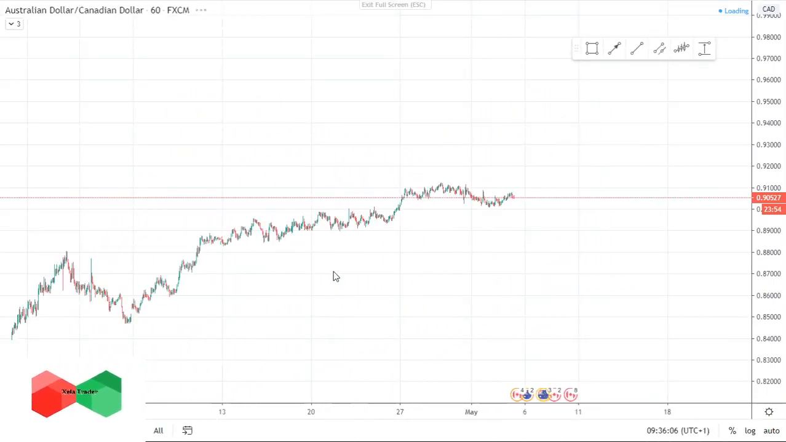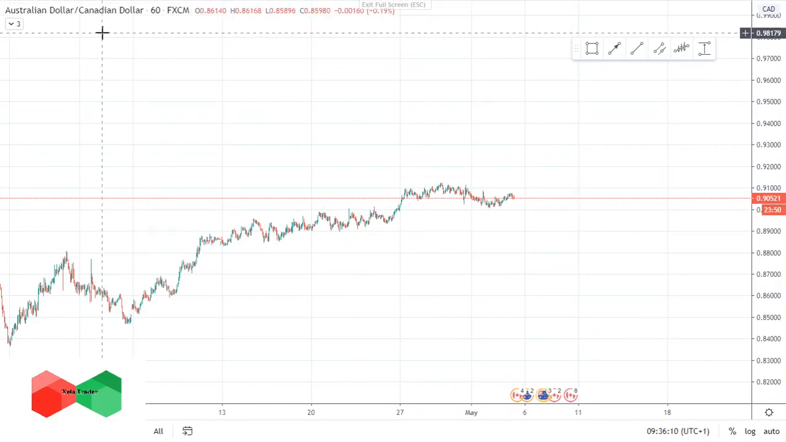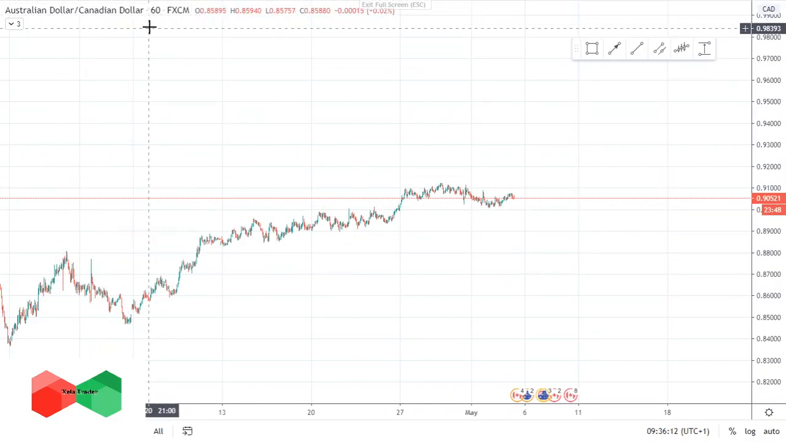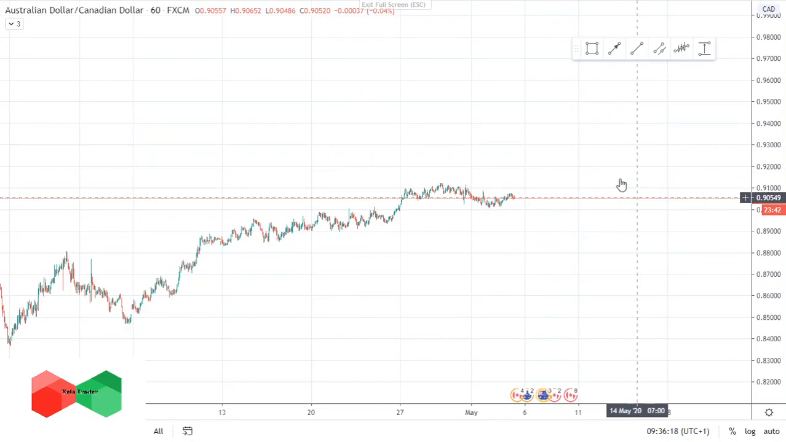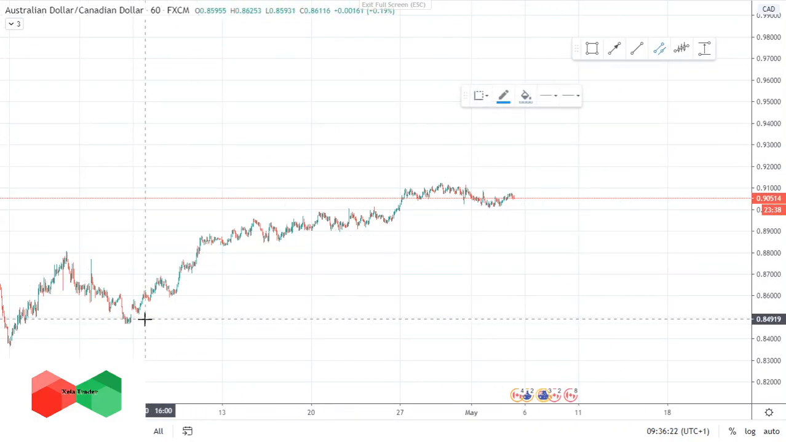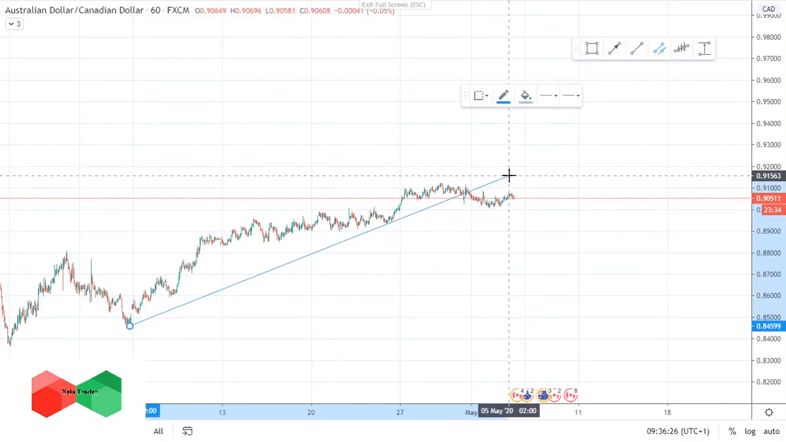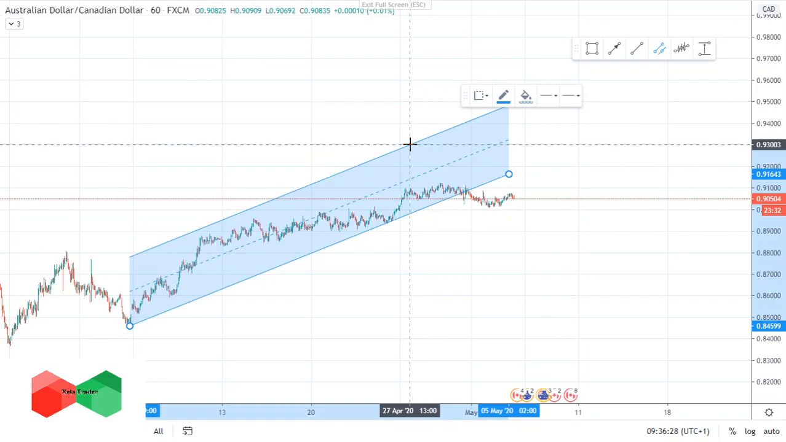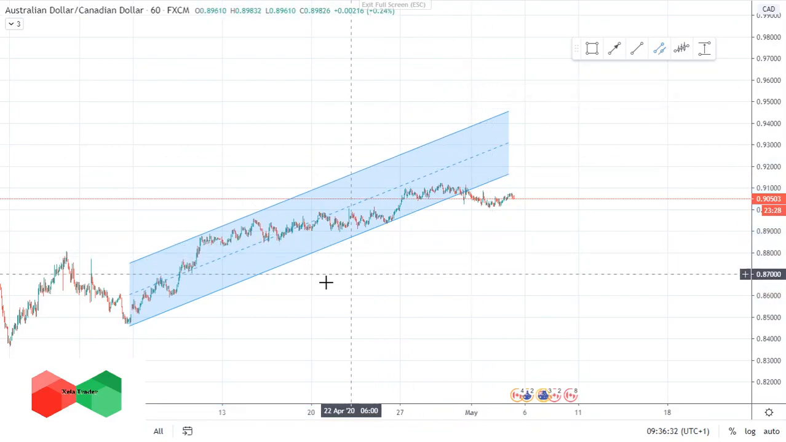Here we go. Right now I'm looking at the Aussie to the Canadian, Australian dollar to Canadian, on the 1 hour chart. It's live right now, 0936 GMT time, so London time. You can clearly see this is in a big uptrend. It's been going since April 3rd, so over a month now this has been in an uptrend.